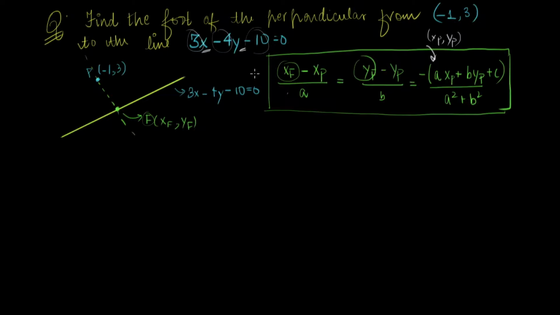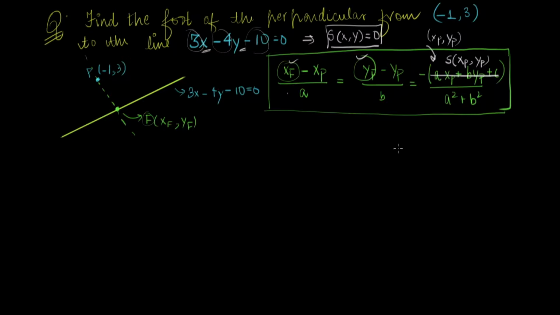Writing it like so, we can represent this using a function, let us call it S(x, y) = 0. This gives us the equation of the line, where S is 3x - 4y - 10 in this case. Therefore, if we wish to write a x_p + b y_p + c, then that can be replaced by S(x_p, y_p). That is an easier way to represent and remember the form to evaluate x_f and y_f.